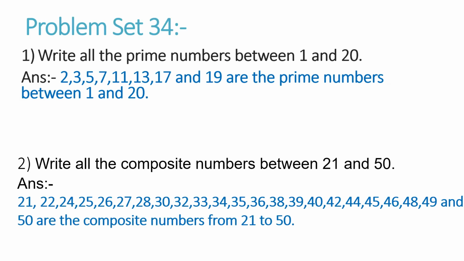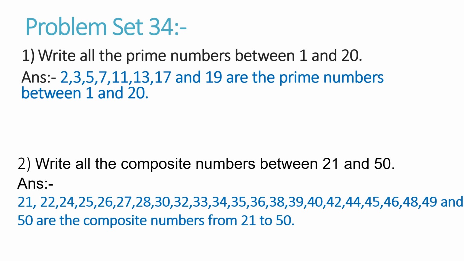Now let us solve the problem set 34. First one, write all the prime numbers between 1 and 20. Now boys, I told you before, what are prime numbers? The numbers which have only two factors, 1 and the number itself, are called prime numbers. So here we have to write the prime numbers between 1 and 20. Now 1 is neither prime nor a composite number because 1 has only one factor, that is 1.